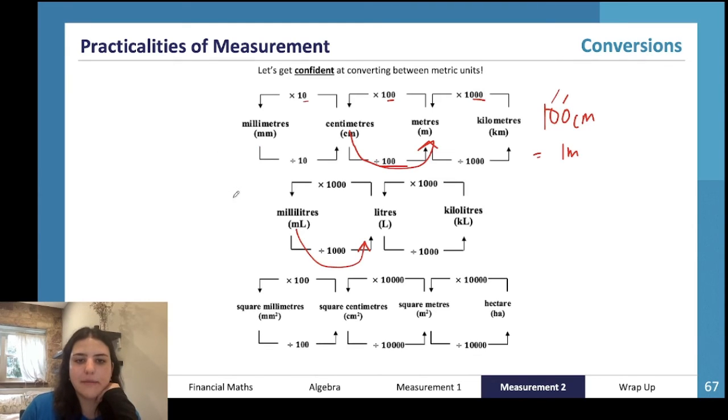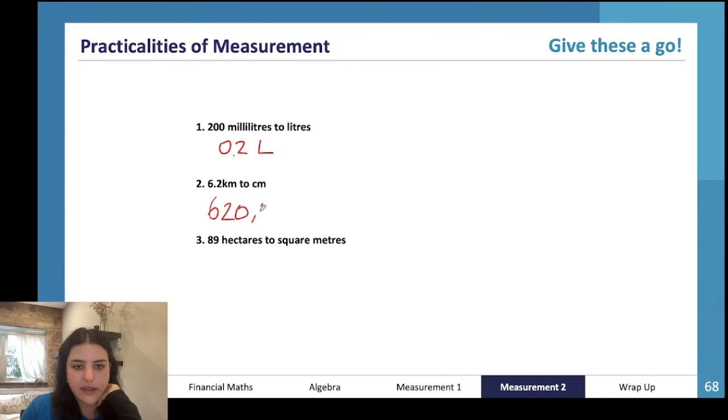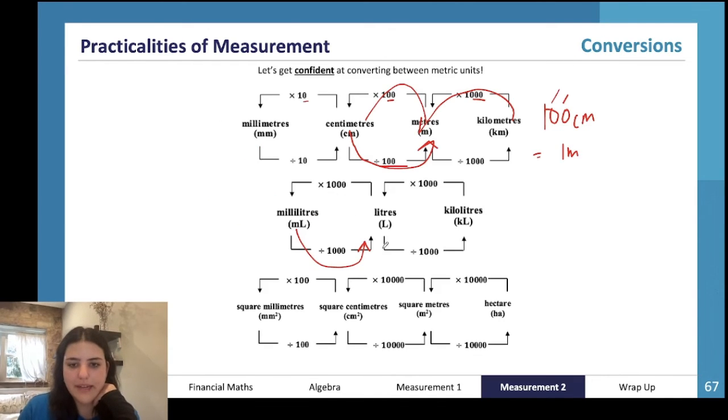6.2 kilometers to centimeters. Kilometers to centimeters is going to be times by 1,000 and then times by 100. So 6.2, we're going to times by 1,000, which is 6,200, and then times that by 100, and it's actually going to be 620,000. And then 89 hectares to square meters.